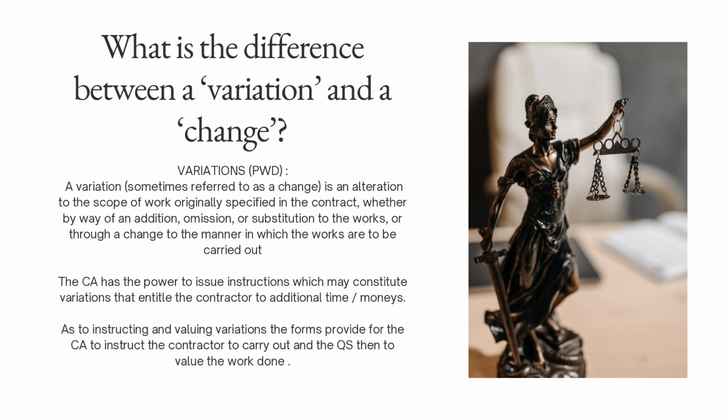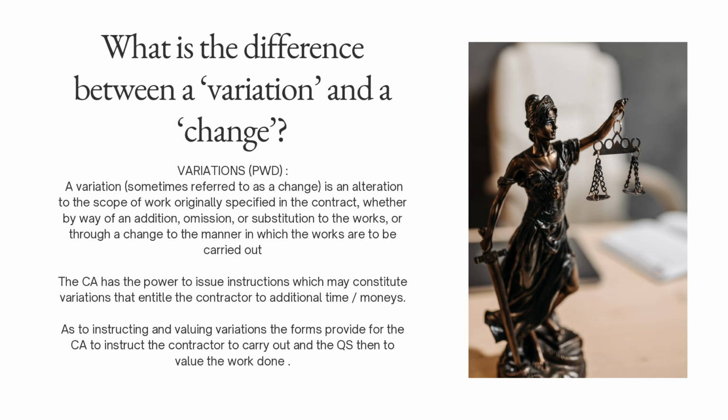To avoid this situation, standard form contracts include a variation clause. Variations refer to the scope of work originally specified in the contract, whether by way of an addition, omission, or substitution to the work, or through a change to the manner in which the work is to be carried out.